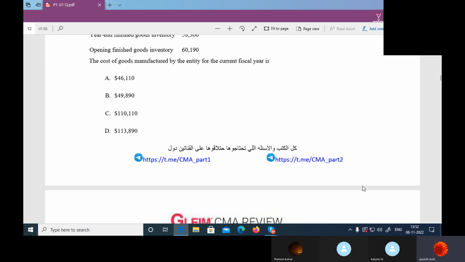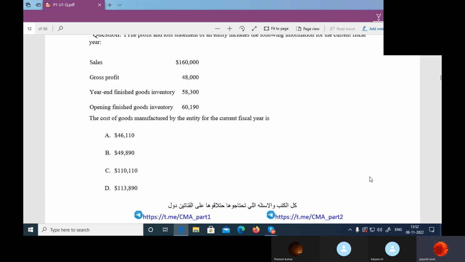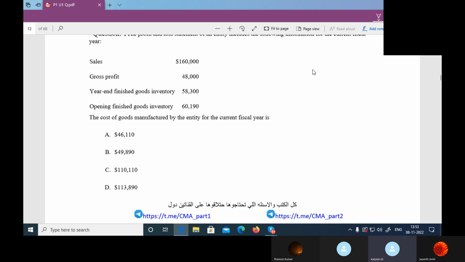Option C, sir. Option C. Yeah. So your option C is right. So what are they asking? Cost of goods manufactured. Yes, sir. So what will you do about the cost of goods manufactured? How will you find it?